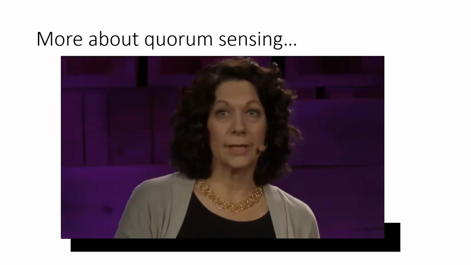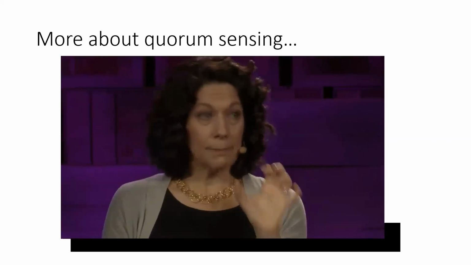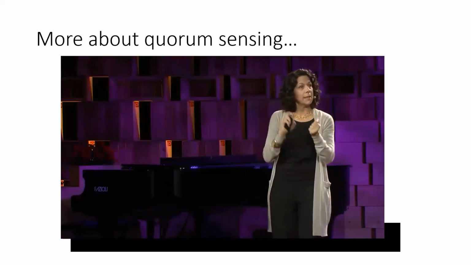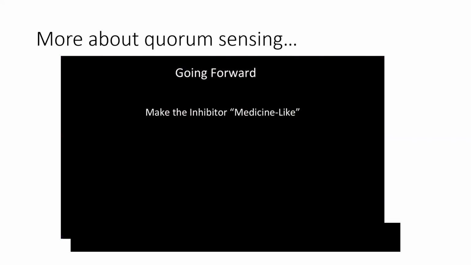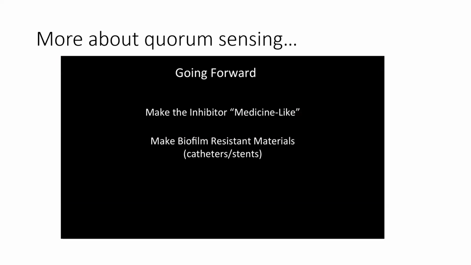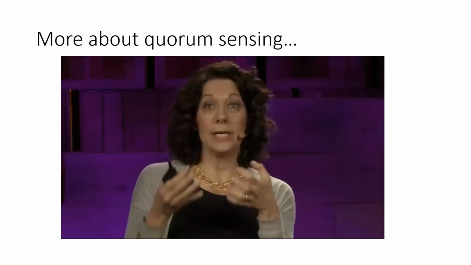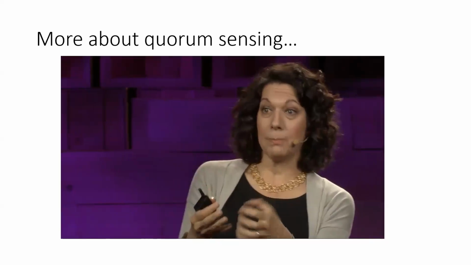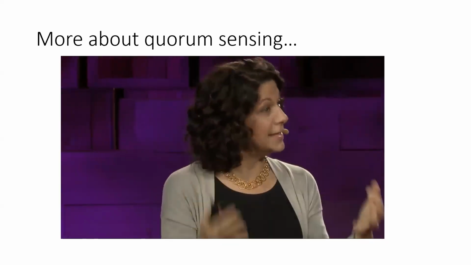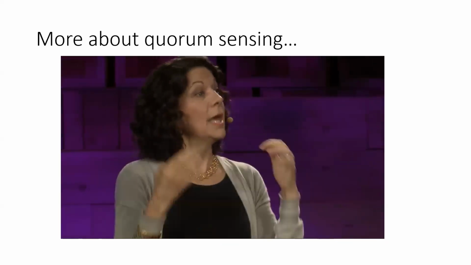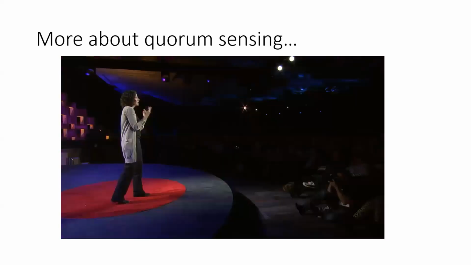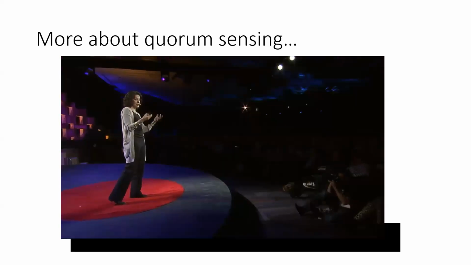And so what we're doing in the lab right now is we're taking the molecule that I showed you, and we have to make it more medicine-like. We have to build in potency, and we have to make that molecule safe. The second thing is that we got inspired by that biofilm experiment that I showed you, and we're working with engineers now to try to embed those inhibitor molecules into materials. And the idea is that maybe we could make infection-resistant catheters or stents or breathing tubes.